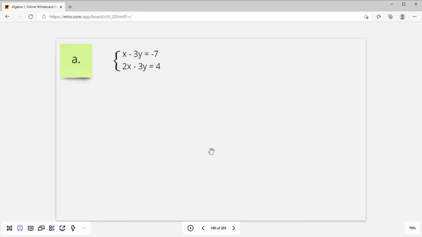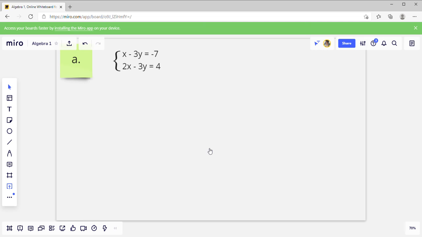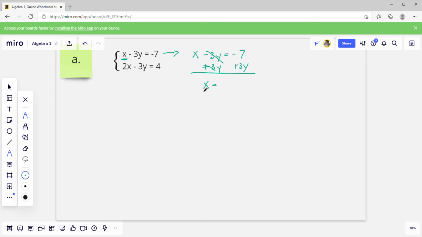Alright, so hopefully you pause the video and work those problems. This first one, I'm going to rearrange right here because this x is by itself. So I've got x minus 3y equals negative 7. I'm going to get rid of this 3y by doing plus 3y. And I get x equals 3y minus 7.